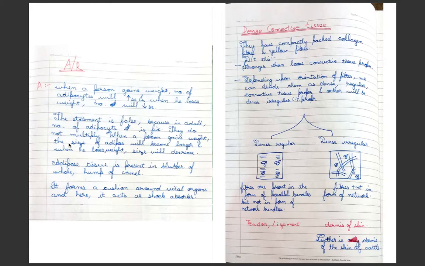Dense connective tissues have completely packed collagen fibers and yellow fibers. Due to this, they are stronger than loose connective tissue proper. Depending upon orientation of fibers, we can divide them as dense regular connective tissue proper and dense irregular connective tissue proper. In dense regular, fibers are present in the form of parallel bundles but not in the form of a network, and in dense irregular, fibers are present in the form of a network. Dense regular is found in tendon and ligament, and dense irregular in dermis of skin. Leather is only the dermis of cattle.